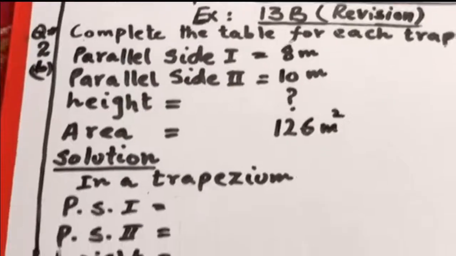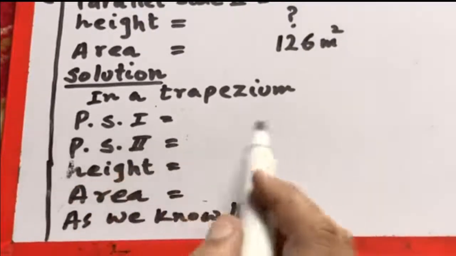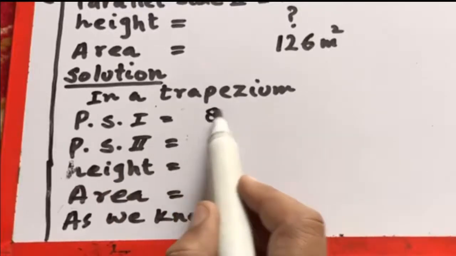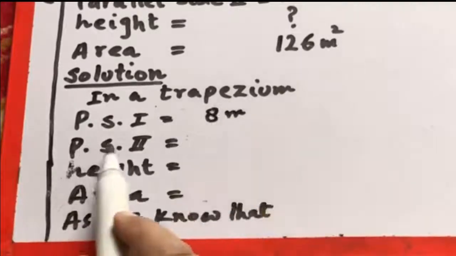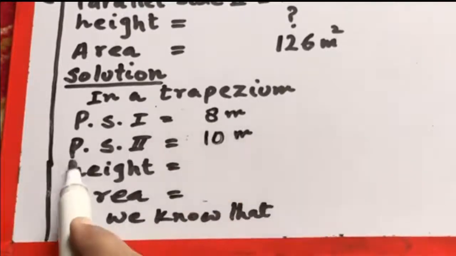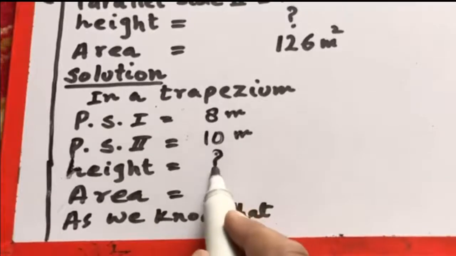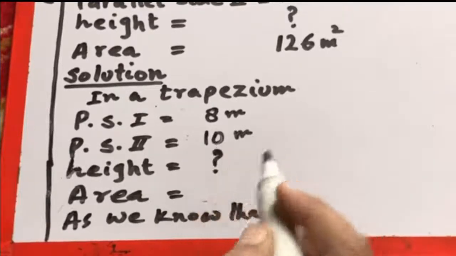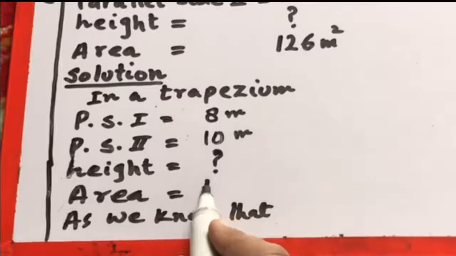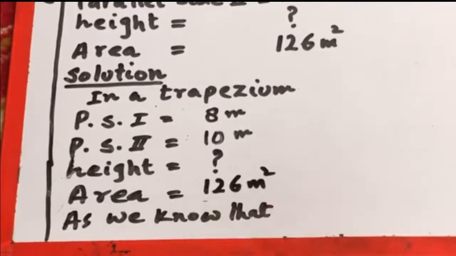So these three values are given and we have to find the height of the trapezium. So in the solution, we will put the values of parallel side 1, which is 8 meter, and the parallel side 2, which is 10 meter. The height of the trapezium is missing, so we have to find it, and the area of the trapezium is given, which is 126 meter square.